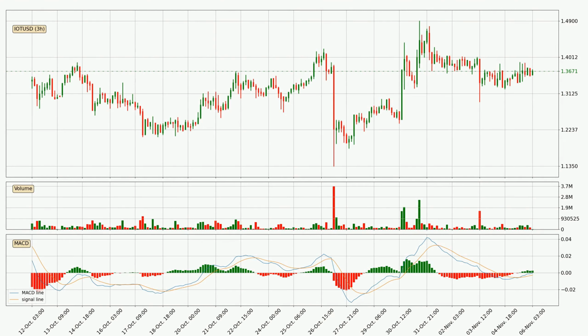Looking at the 3-hourly MACD, seeing as the MACD line is above the signal line, the trend is currently on the up. As we can see from the MACD histogram, the momentum is indecisive at this moment. This means that we can expect the price to remain the same for some time, and you should wait for the MACD line to cross the signal line. This will mean it's bearish.